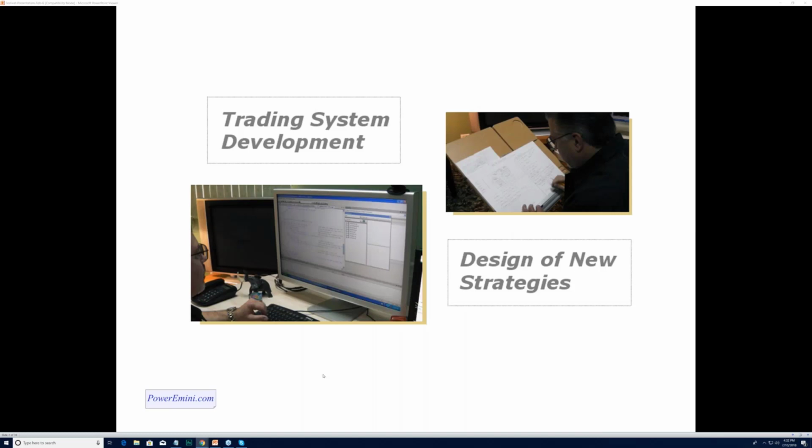I have been a software engineer, programmer most of my adult career. And a while back, over a decade ago, I basically dedicated myself to designing trading systems, both for stocks and for intraday day trading of the futures market.